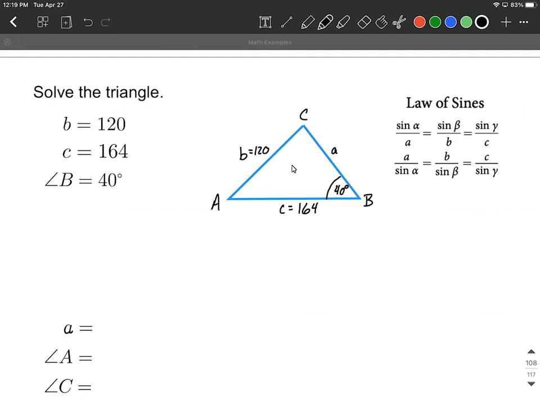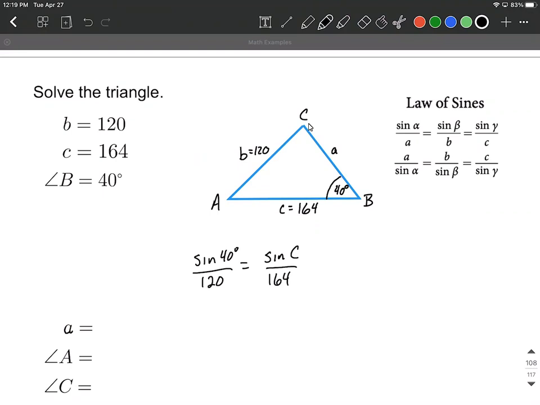So in getting going on this, we have an opposite side and angle. That allows us to use the law of sines. As we set this up, I'm going to try to find C, this angle, first. So I'm going to set this up to be sine of 40 degrees over the opposite side, 120, is going to be sine of angle C over 164.